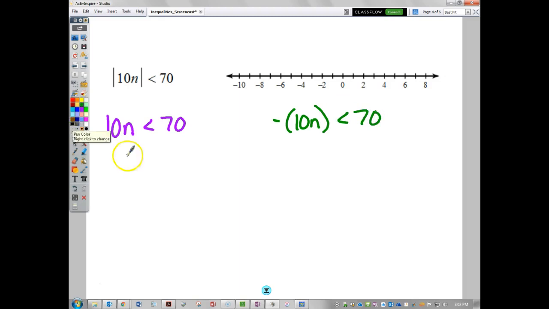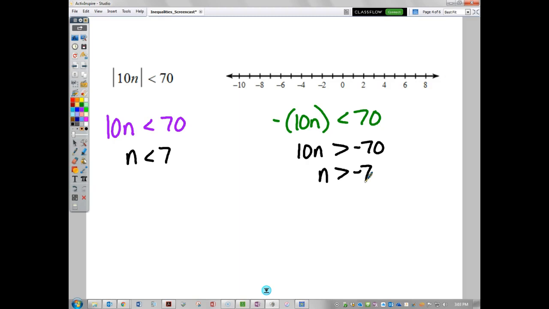And if we solve for n, we get n is less than 7. And over here, if we divide that negative away, we get 10n is greater than negative 70. And divide by 10, and we get n is greater than negative 7. All right.